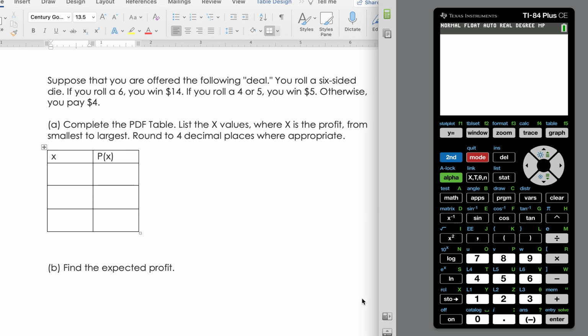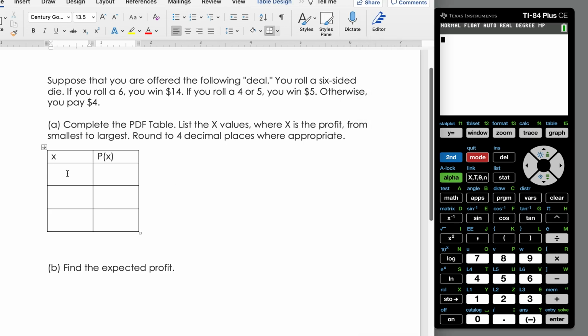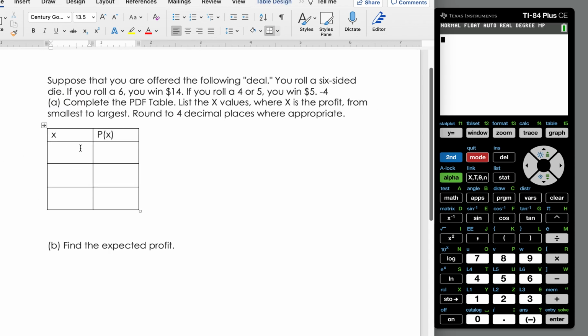We are going to complete the PDF table below, and we're going to list the X values, where X is the profit, from smallest to largest. So we have to list this smallest to largest. Since they're asking us to list it smallest first, we could lose $4. So I'm going to put -4 in the first cell. The next thing would be, we could win $5. That's the next biggest. And then we could win $14. So now the X values are listed in the table from smallest to largest.